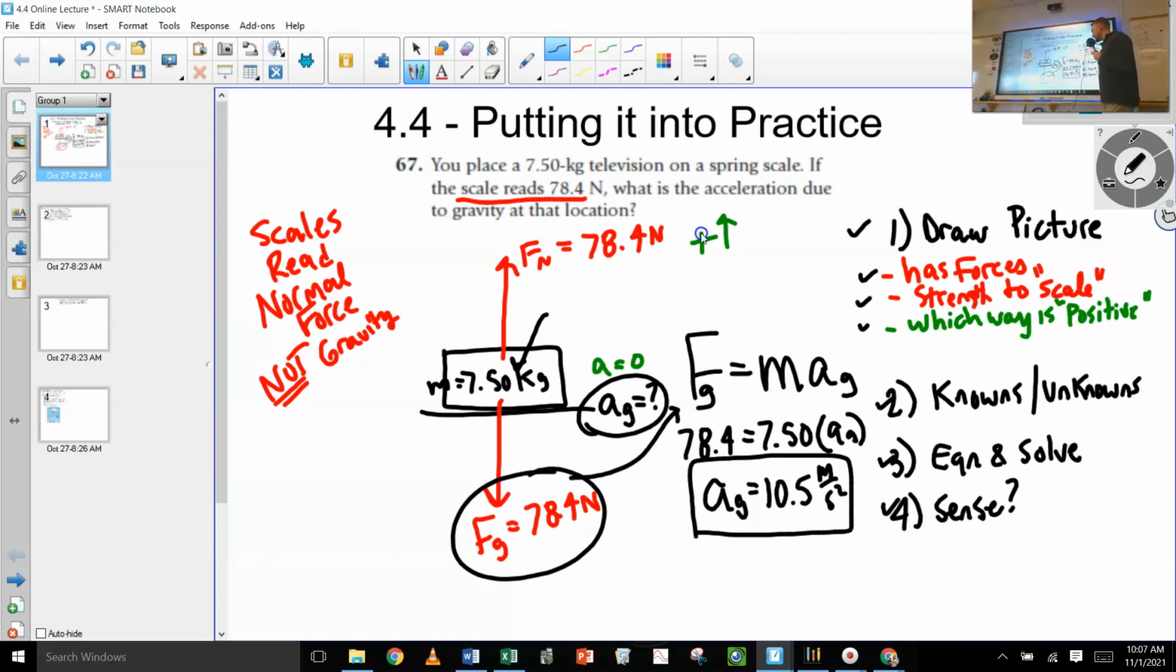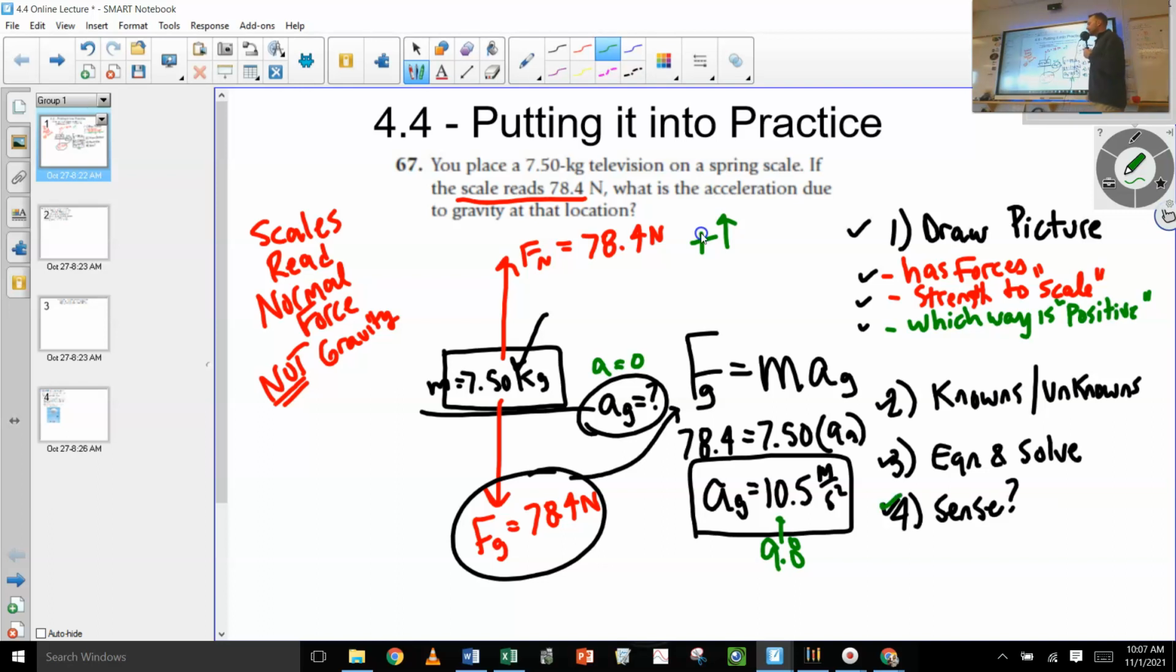Does it make sense? Yeah, usually the acceleration of gravity is right around 9.8, but this must be at a place that's very attractive, so it's accelerating more. So it seems like it's in the ballpark, right? It's normally 9.8, so yeah, totally makes sense.